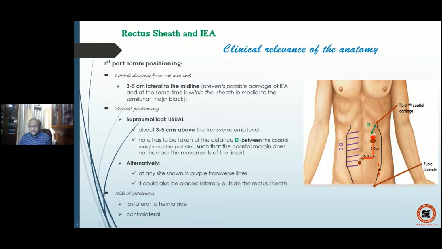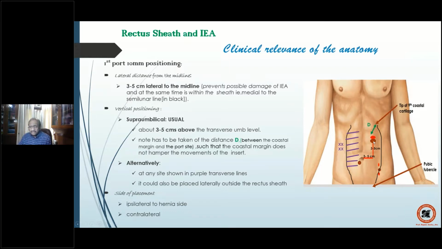Now, to remain inside the semilunar line and to prevent injury to the inferior epigastric artery, the port transversely should be somewhere around 3 to 5 centimeters from the midline. And the cranial extent of the first port is again about 3 to 5 centimeters supraumbilically.